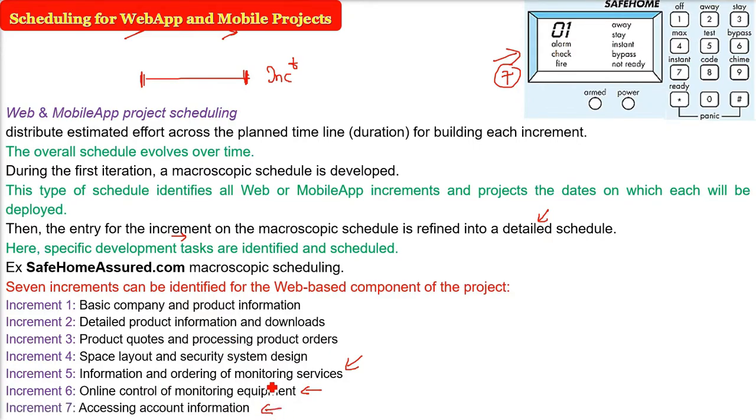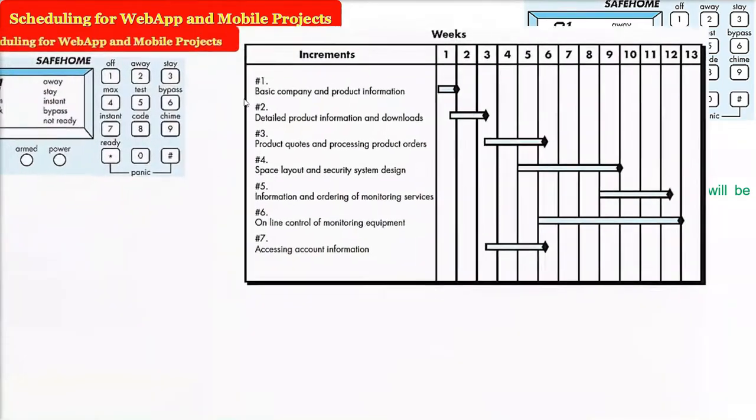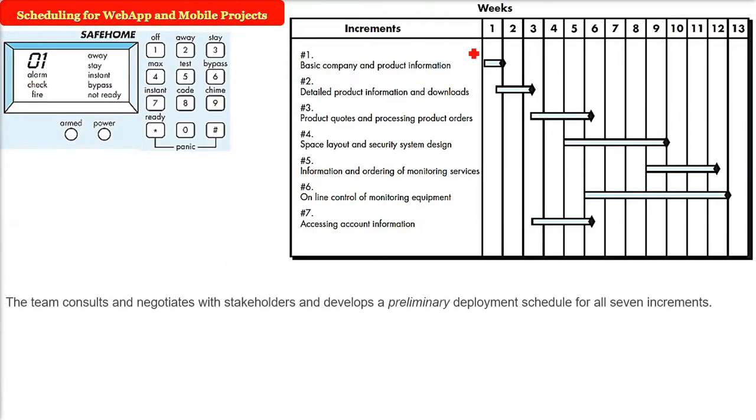So don't go into the detail. I'm just saying that let us say these 7 increments have been finalized. This is the macroscopic schedule we have developed in order to track, schedule and control. So how to do this? See, these are 7 increments.